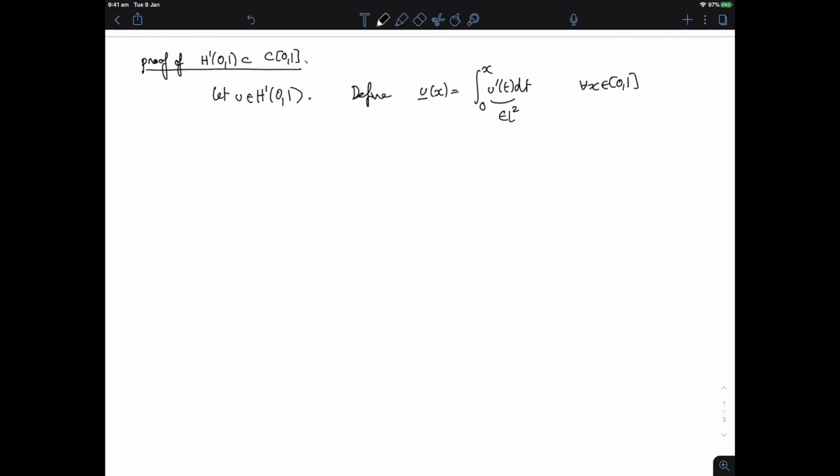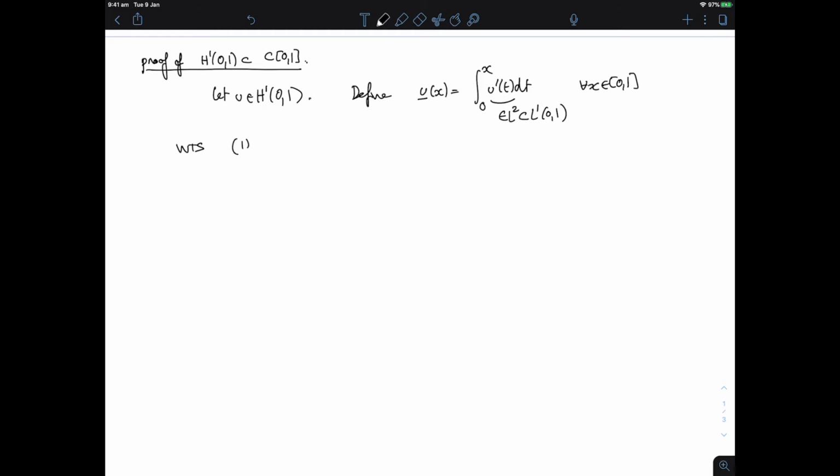And this is well defined because I'm on a finite interval, so being in L2 is more demanding than being in L1. So u prime is in L1, L2 is included in L1 of [0, 1]. So this integral makes sense. But I want to show two things. I want to show that it defines a continuous function to start with, and then I want to show that this function is equal almost everywhere to u, at least if I add a constant, which is certainly a continuous function itself.